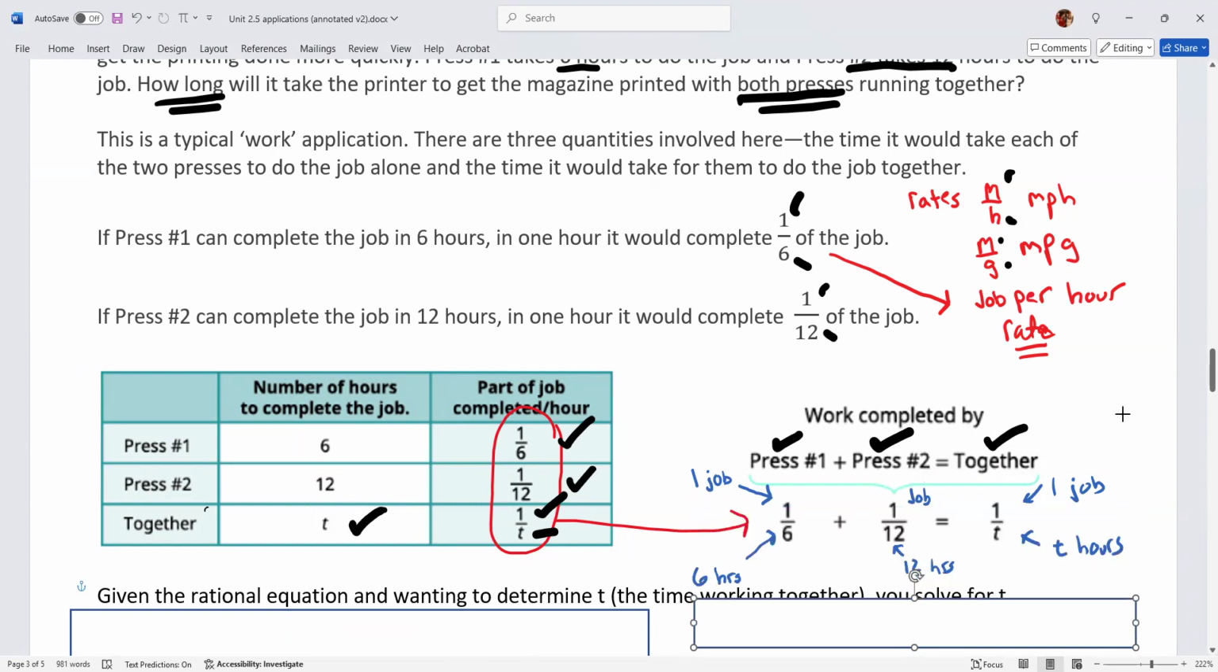So the equation that you write is really pretty simple. My rate for press one is 1/6. Again, one job, 6 hours. Press number two, one job, 12 hours. If I combine those rates together, I will be able to complete one job in T hours. I don't know exactly how long that's going to be, but I can now solve for it given I've been able to write an equation.